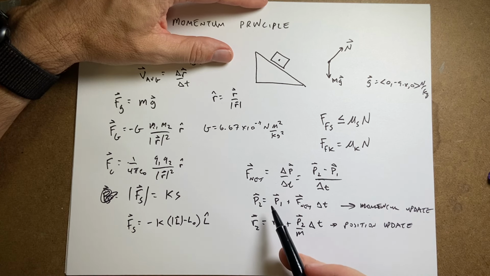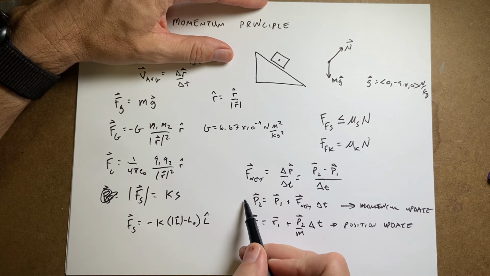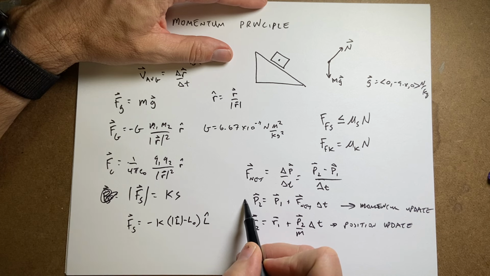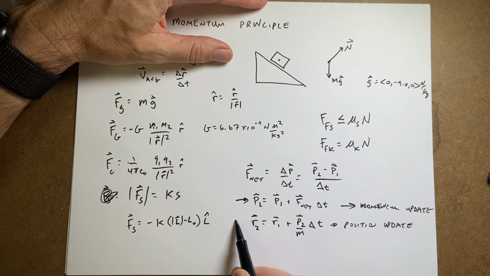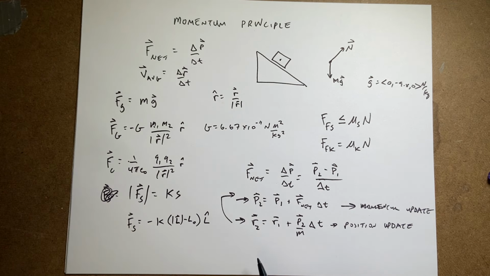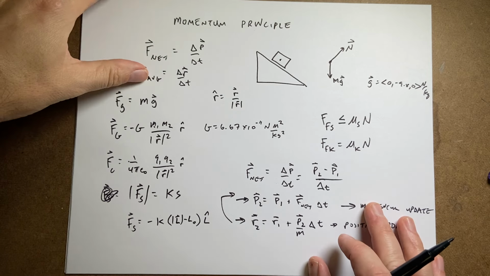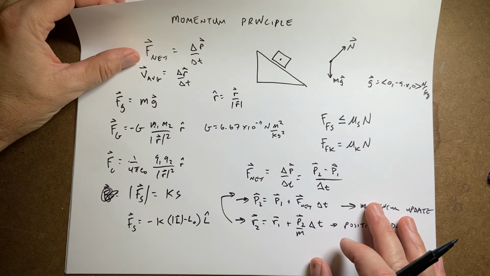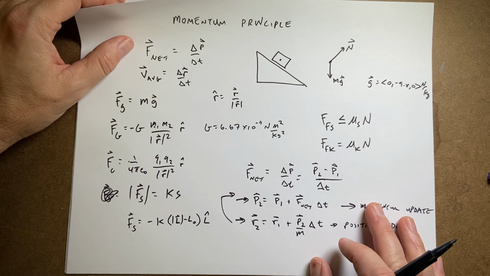But these two together are super powerful. If you have a changing force, I can calculate the force, use it to find the new momentum, use that to find the new position, and then go back up here and keep redoing it, and you can do magical things. Okay, you really can. Let's talk about circular motion.